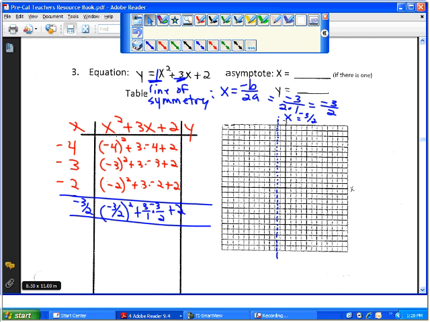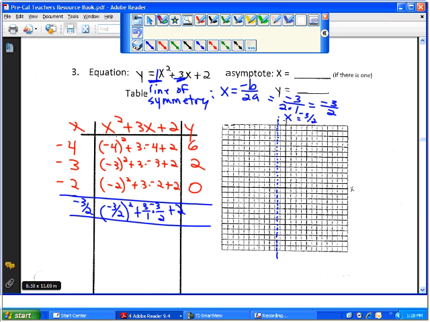So we're going to do the calculations here. Negative 4 squared is 16. 3 times negative 4 is negative 12. 16 and negative 12 is 4, plus 2 is 6. Negative 3 squared is 9. 3 times negative 3 is negative 9. 9 minus 9 is 0, plus 2 is 2. Negative 2 squared is 4. 3 times negative 2 is negative 6. 4 plus negative 6 is negative 2. Negative 2 plus 2 is 0.